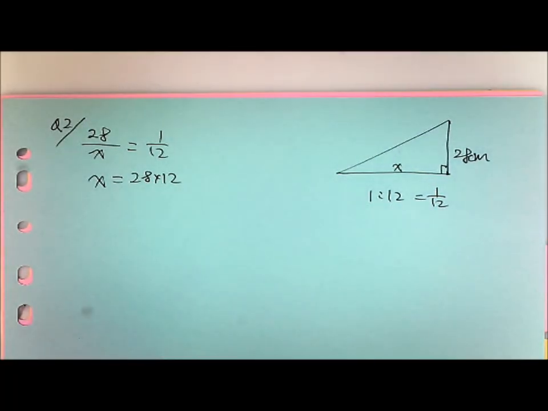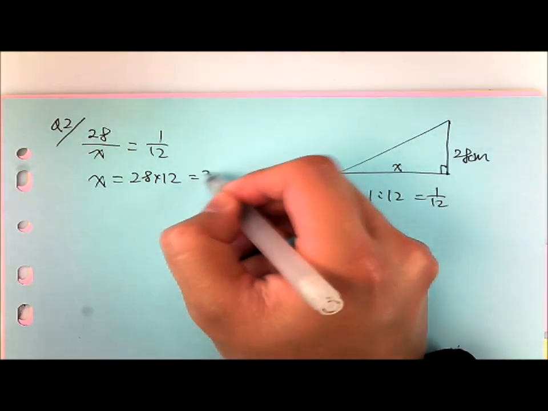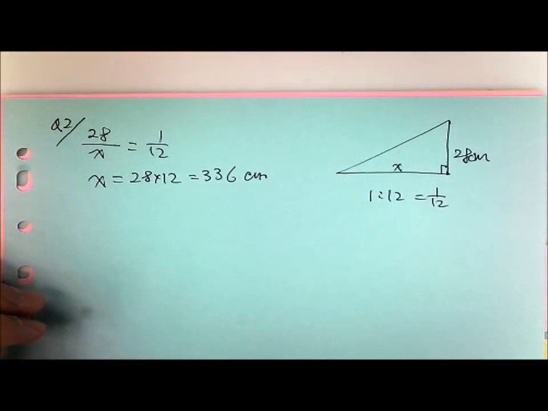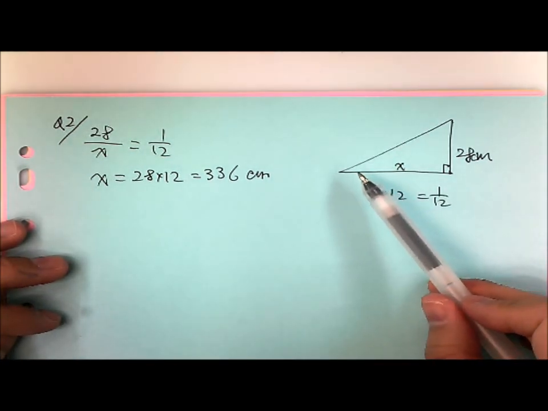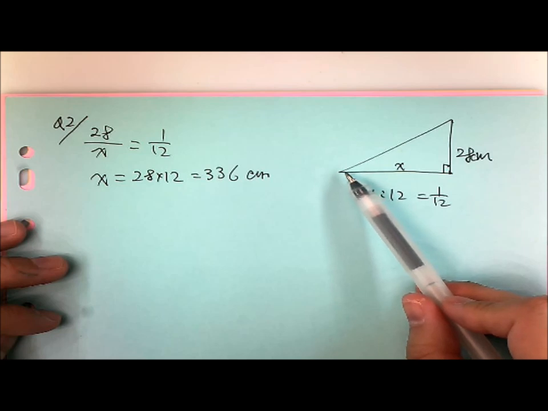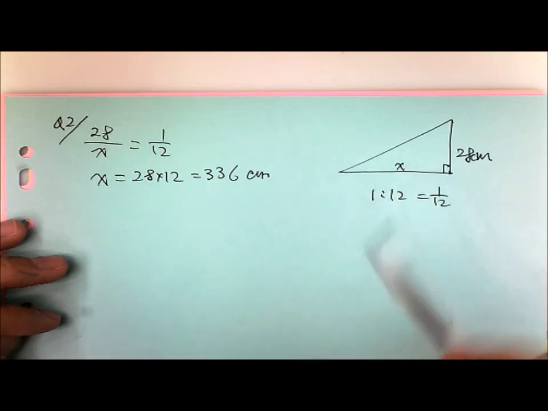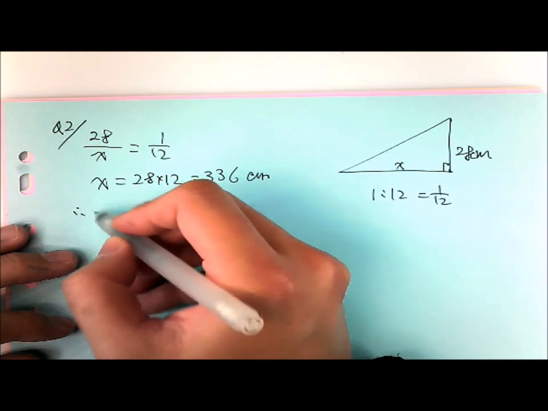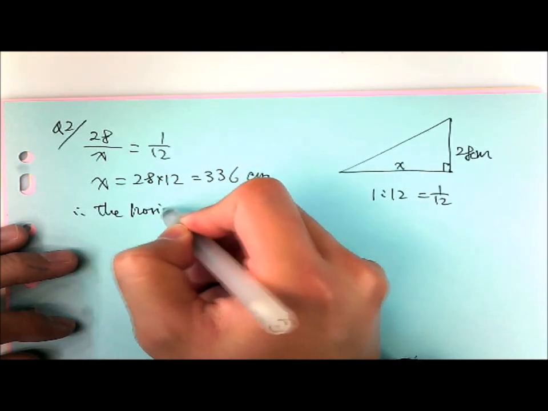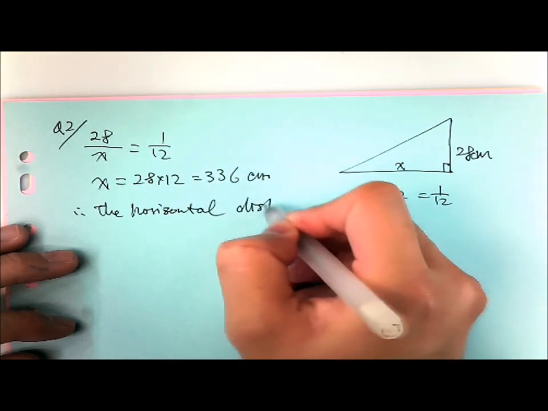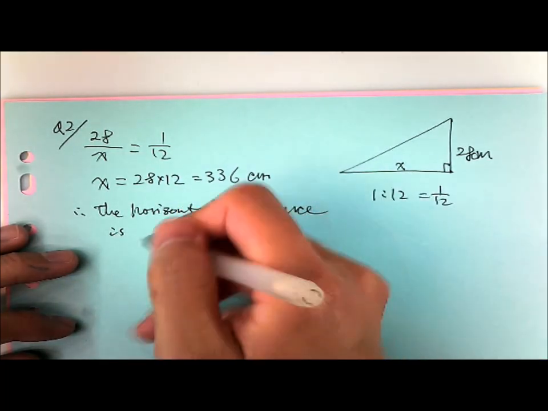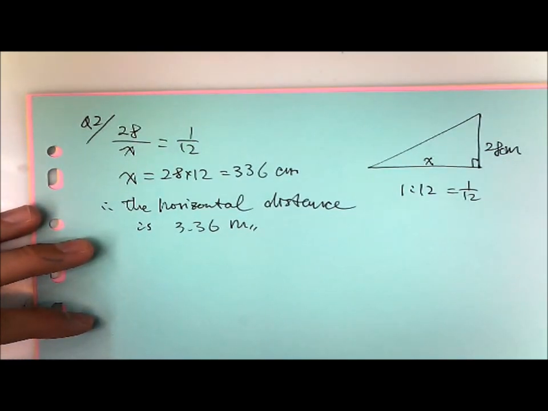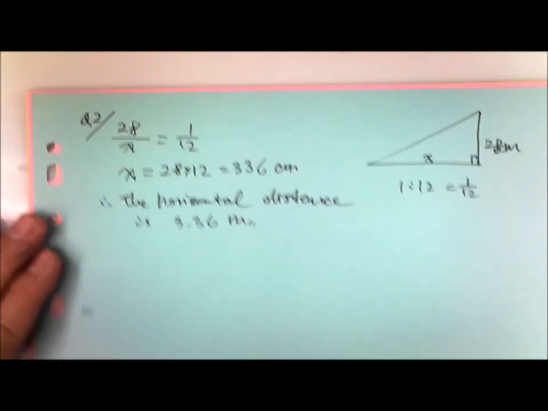Go to your calculator. It should be 336, but the unit is cm. But normally we don't use cm here. Practically, we don't use cm to measure this, but we use m. So you can make a conclusion: the horizontal distance is 3.36 m. Understand? So this is question 2.